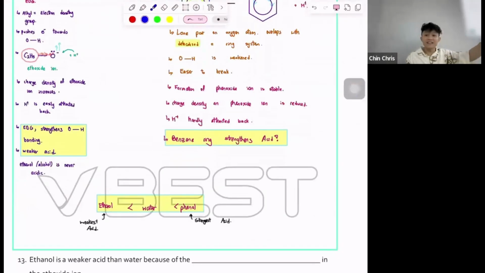Yes, you're right. EDG increases the charge density. You're right. Yes, that's why the OH bond is stronger.